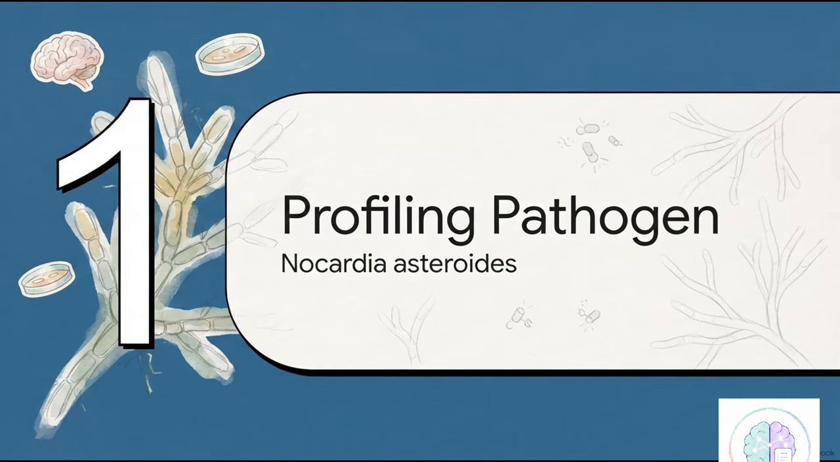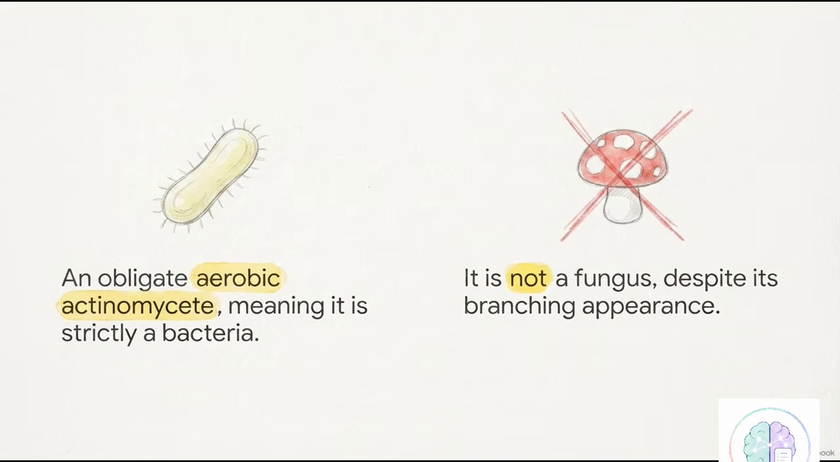Section 1. Profiling the pathogen. So right out of the gate, we have to clear up a massive misconception. Because of its branching appearance, it is incredibly easy to mistake this organism for a fungus. But it's not. No way. Nocardia is an obligate aerobic actinomycete. That means it is strictly a bacteria. Keeping this foundational biological classification in mind is absolutely crucial for everything we're about to discuss.